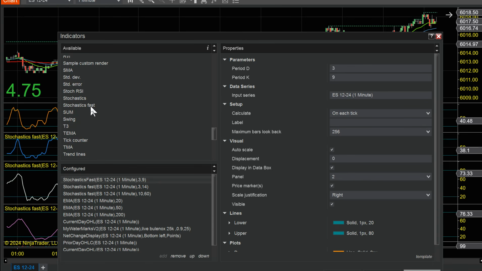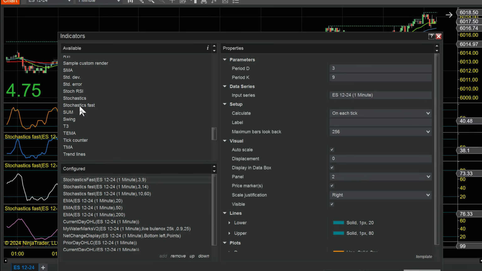Now, stochastics came about in the 1950s with George Lane, and he started off with the fast stochastic. Over time, they've changed the stochastics to slow them down, add moving averages, and they've taken on different names. So now we have the fast stochastics and the slow stochastics. And the slow stochastics is basically the fast stochastics with another moving average placed on the K line.